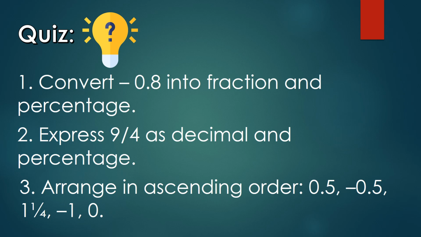Again, for this time, let us allow them to have a quiz. So the teacher will give problems. For me, I give only three problems, and after that, nag-check kami. For example, number one, convert 0.8 into a fraction and percentage. Number two, express 9/4 as a decimal and percentage. Number three, arrange in ascending order: 0.5, negative 0.5, 1 and 1/4, negative 1, and 0.